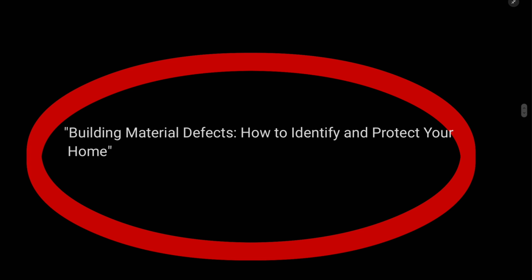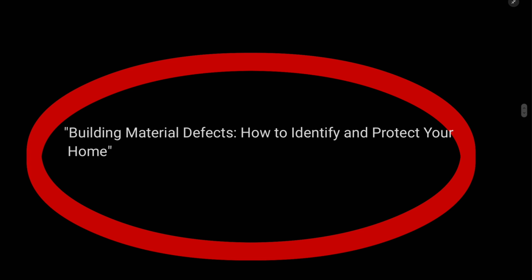Improper storage. Materials that are stored improperly can be damaged before they are even used. For example, concrete exposed to rain can weaken and wood stored in damp conditions can begin to rot. Transportation damage. During transportation, building materials can be mishandled or exposed to the elements, causing damage. This could include dents in metal sheets or cracked tiles.